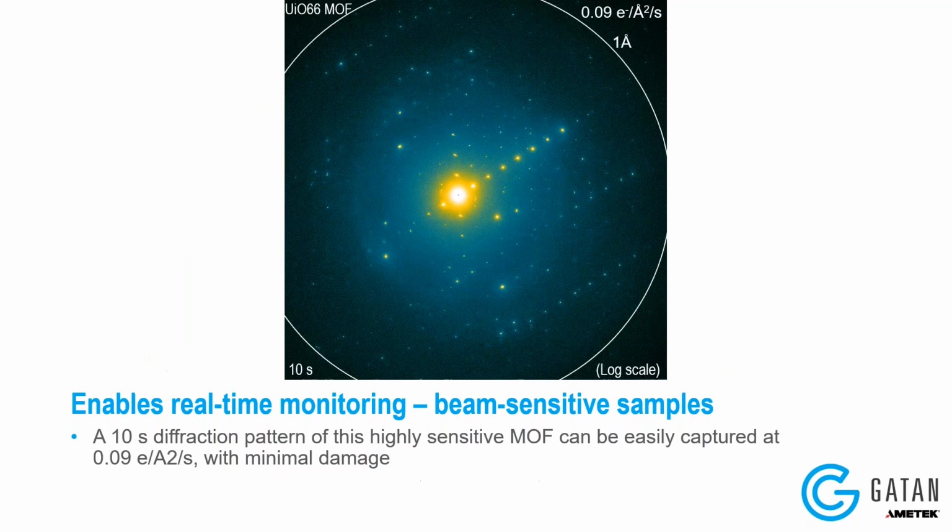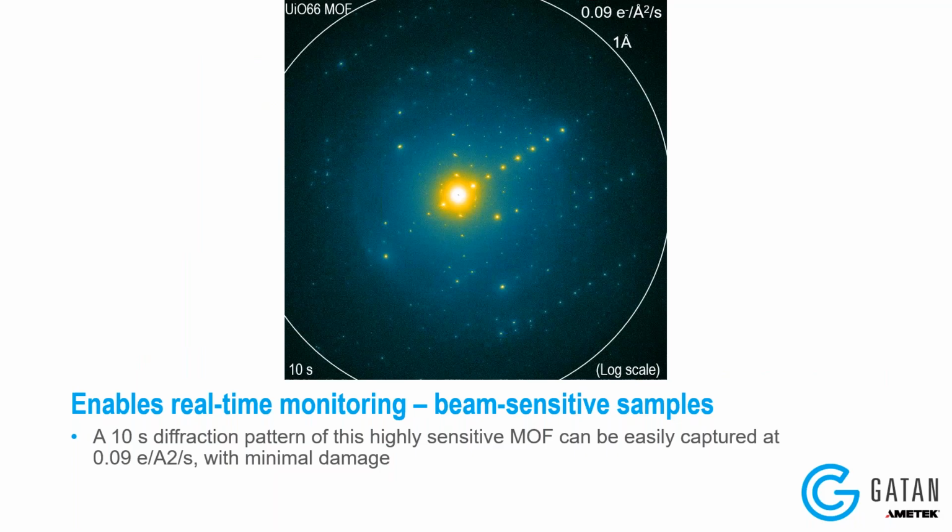Metro also enables us to capture in situ or continuous acquisitions over time. And I want to talk about two ways that we can use this. The first is to just monitor damage of very beam sensitive samples. Again, as we talked about at the beginning, because we can use such a low dose rate and detect such very faint diffraction spots, we can use the Metro camera to acquire diffraction from very beam sensitive samples.